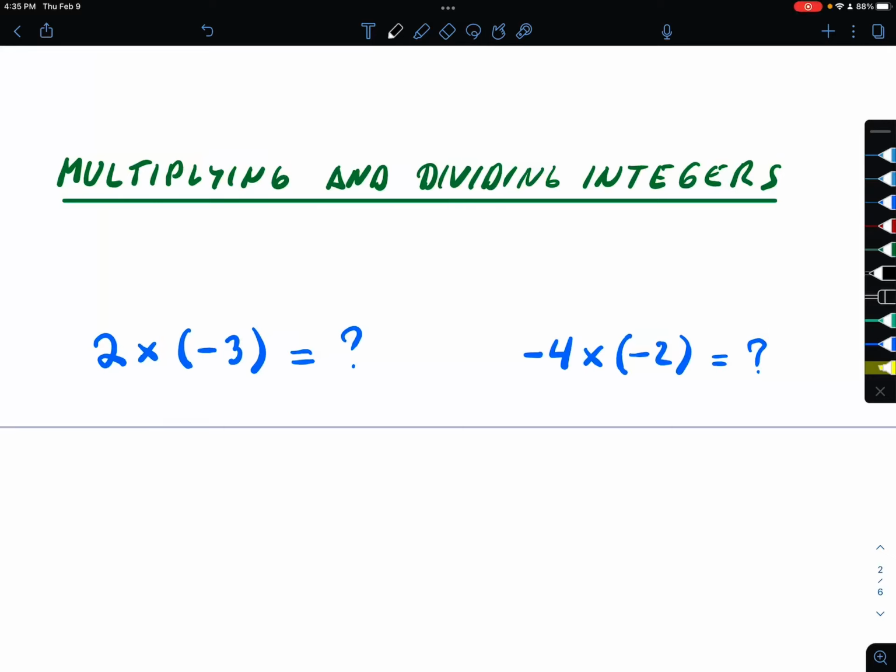Here we go, multiplying and dividing integers. So when you got 2 times negative 3, is that going to be positive 6 or negative 6? When you got minus 4 times minus 2, is that going to be positive or negative? And if you do know the answer, why is that the case? Let's see if we can make some sense of it.